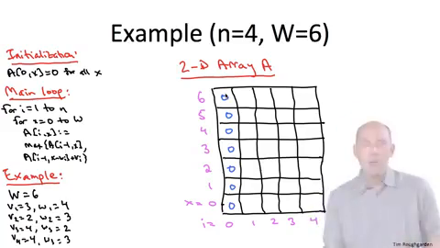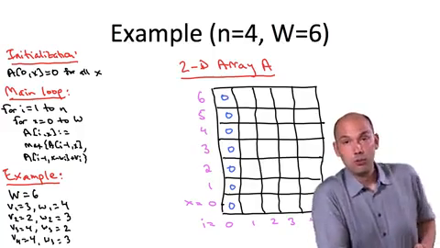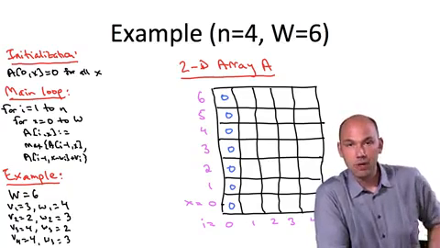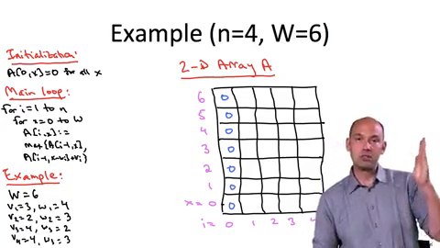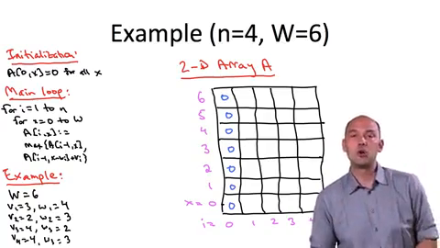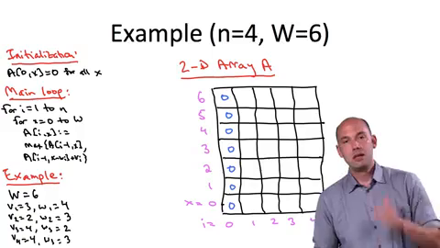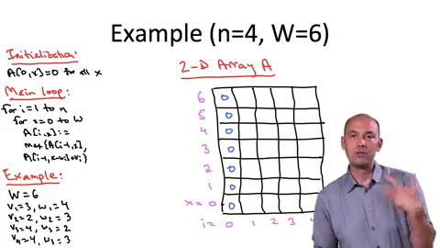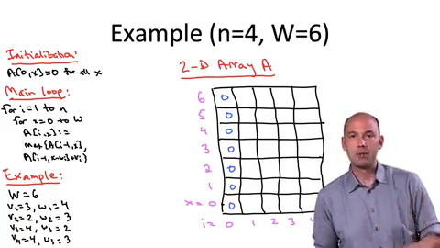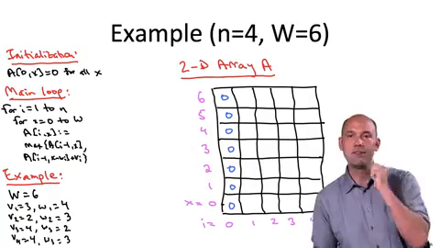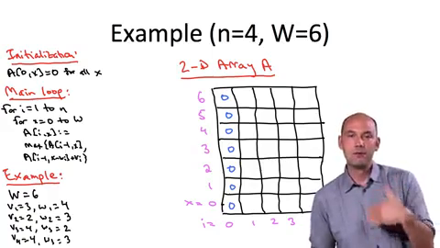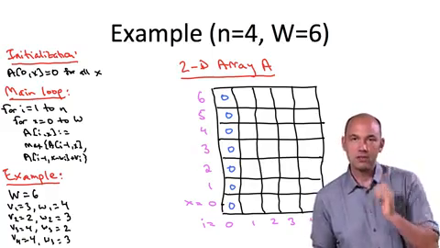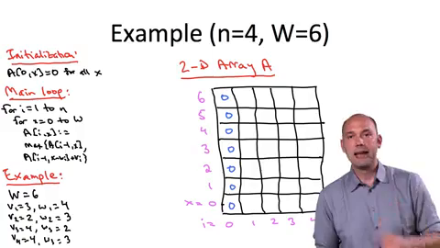Now we proceed to the main loop, and recall the outer for loop just increments the index i for the item that we're considering. So the outer for loop is considering each of the columns in turn from left to right. Now for a fixed value of i, for a fixed column, in the inner for loop we consider all values of x from 0 to capital W. So in a given column, we're going to fill in the entries from bottom to top. We begin this double for loop with the second column, i equals 1, and at the bottom, x equals 0.